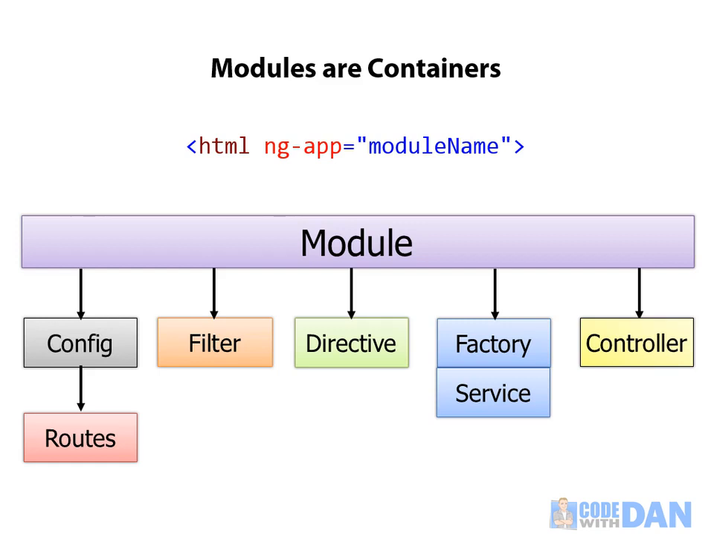Now, the way it works is we've seen the ng-app directive, but to this point, we haven't assigned it a value. Well, in a more real-life AngularJS application, what you're going to do is create a module, a container, give it a name, and then reference that name using the ng-app directive. Now, all the different pieces that are in that module are going to be accessible to the AngularJS application.